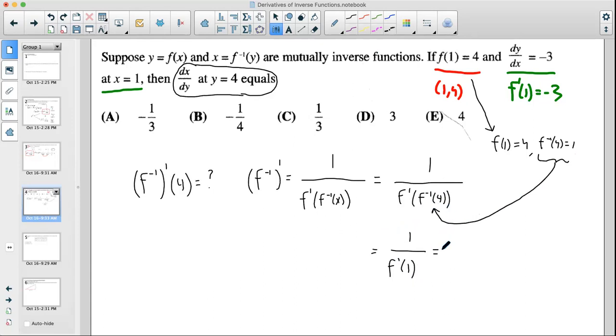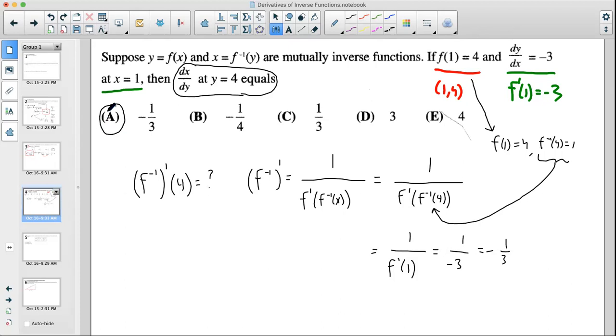And again, I don't have a function. They don't give me a formula for f, but they do tell me, remember I wrote this down, this dy/dx equals -3 when x is 1, tells me that f prime of 1 is -3. So 1 over -3, which is -1/3, which is choice A.